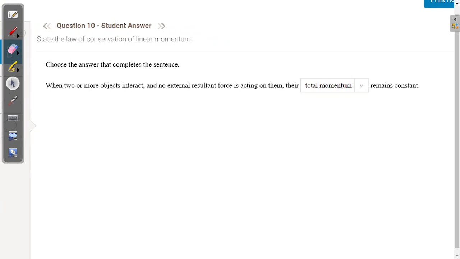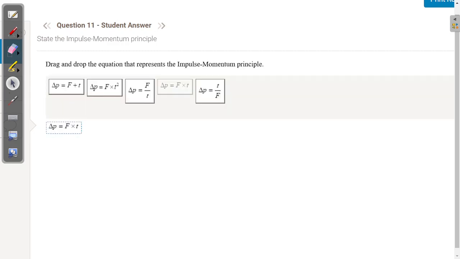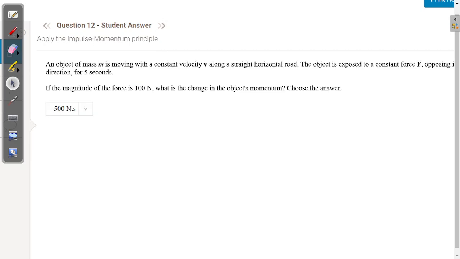When two or more objects interact and no external force acts on them, their total momentum remains constant. Yes. Okay, this is the rule I wrote.